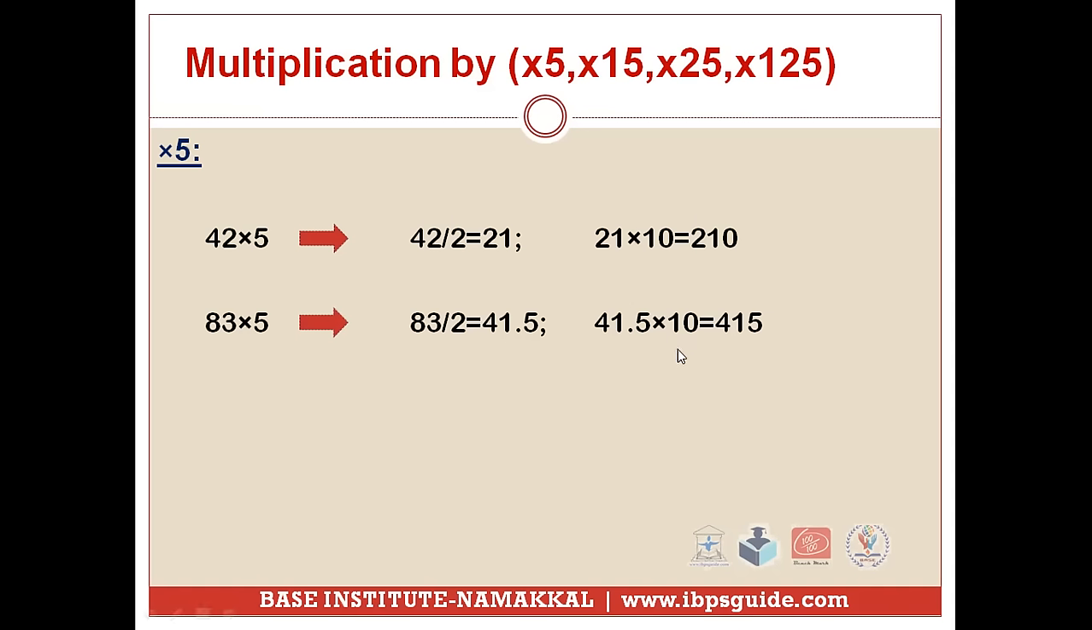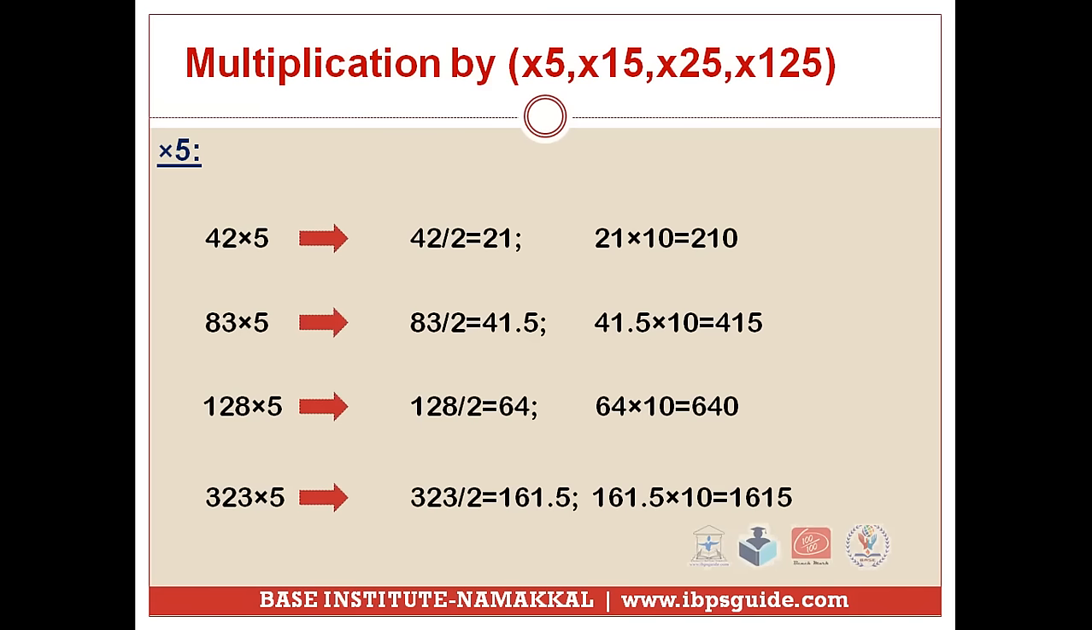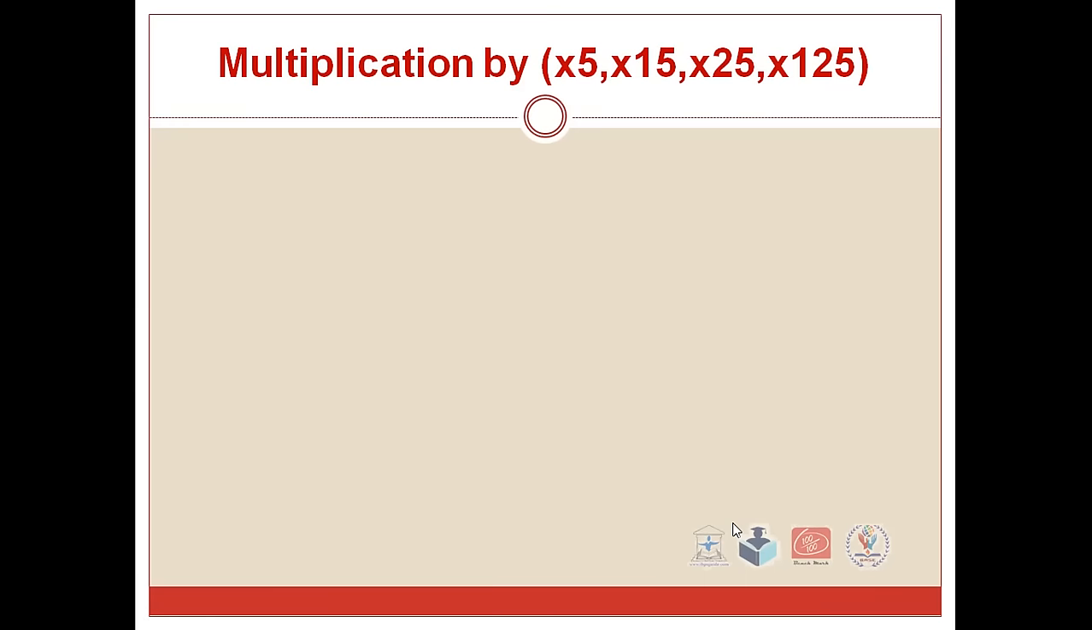Guys, let's do the given examples of multiplication of 5 with 128 and 323. I hope that you will get the same results as we got here. Even for multiplication of 5 with 3-digit or 4-digit numbers, we can use this method. Okay guys, let's move to the next method, multiplication of numbers with 15.